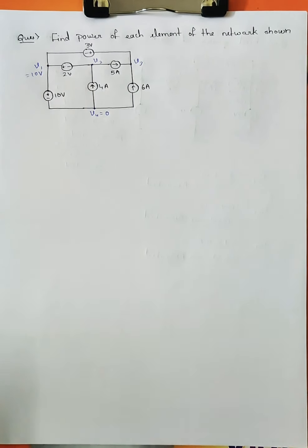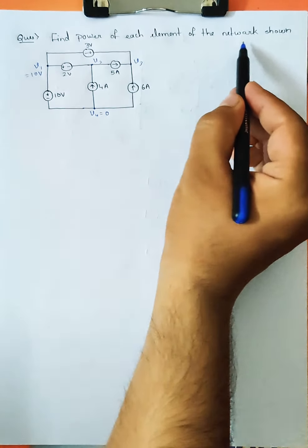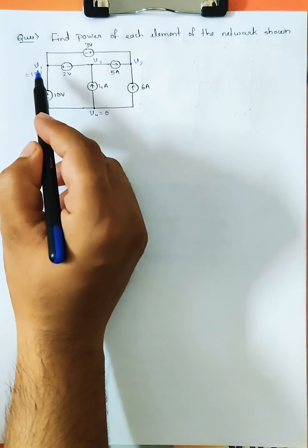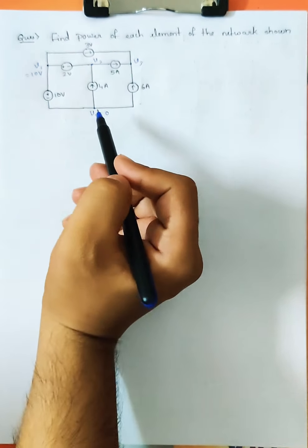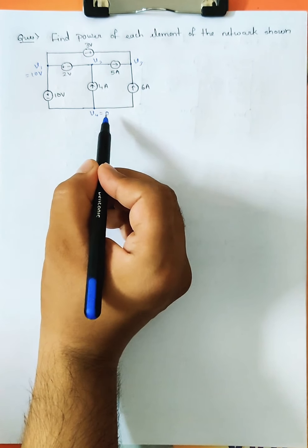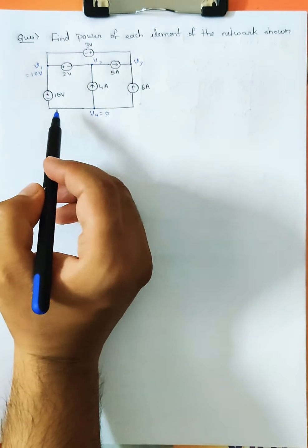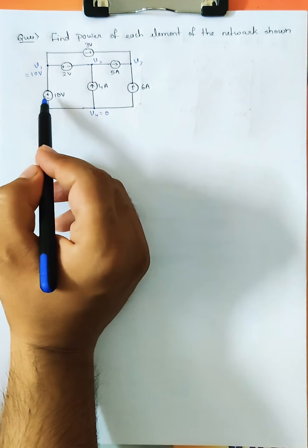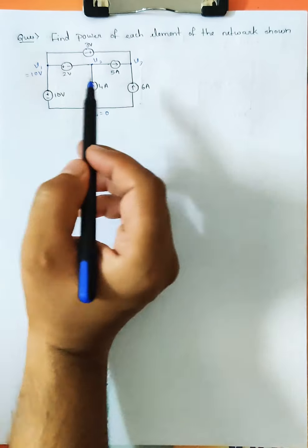Now we will solve some questions based on power. Here is the first question. Find power of each element of the network shown. This is the network. I have already marked the voltages at all the nodes V1, V2, V3, V4. I have taken V4 as the reference, so V4 will be equal to 0, and V1 will be equal to 10 volts, as there is only one voltage source on this branch where the negative terminal is at 0 volts. So V1 will be at 10 volts.